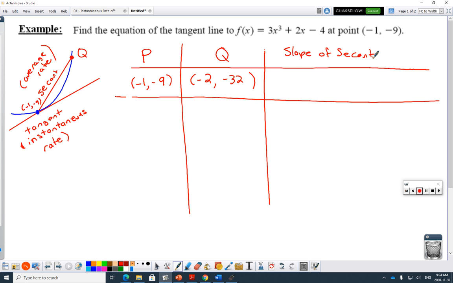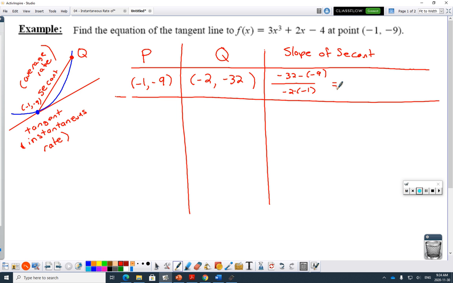Then I find the slope of that secant. Now, if you did do some of the homework and their table was a lot more complicated than mine, I've done that on purpose here. I've tried to simplify the table for you a little bit so that you don't have to go through all the little steps that they show there. Slope of the secant. That's just y2 minus y1 over x2 minus x1.